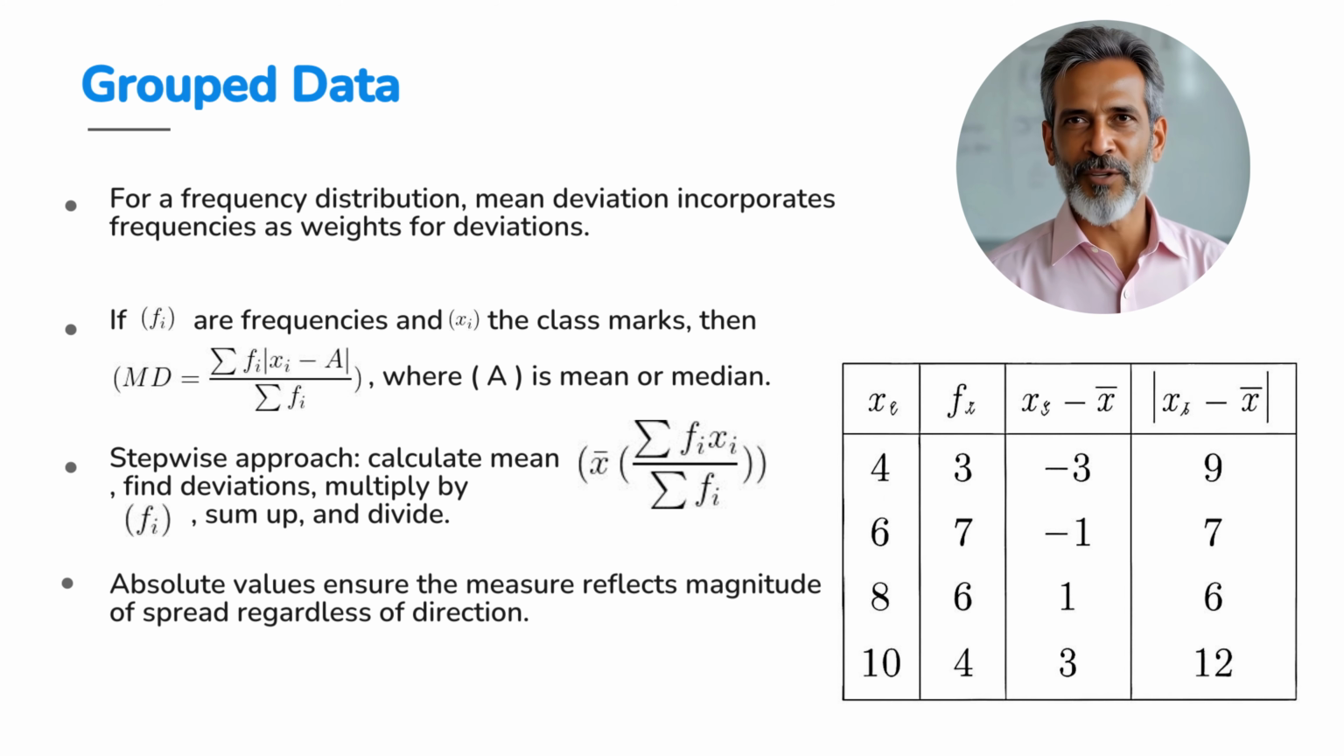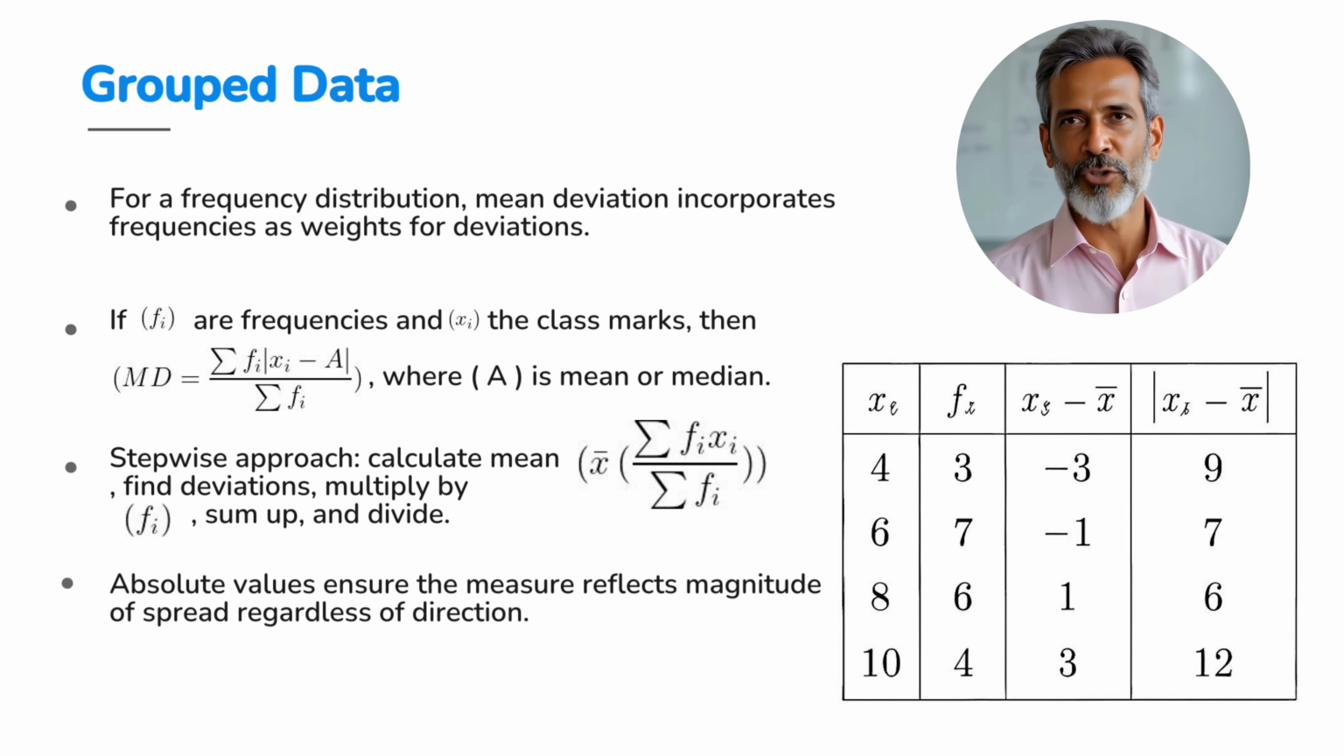Steps are straightforward. Calculate the mean first, which is the sum of frequency times class mark over total frequencies. Next, find the deviations of each class mark from the mean. Take their absolute values, multiply each by the frequency of that class, and then add these all up. Divide this total by the sum of all frequencies to get the mean deviation.